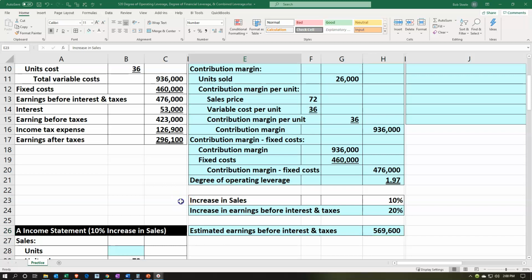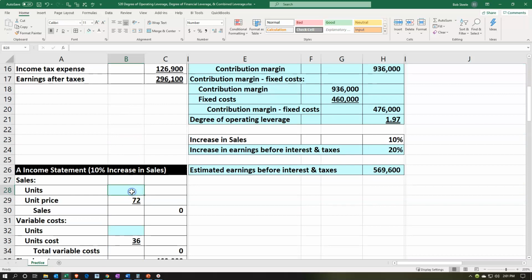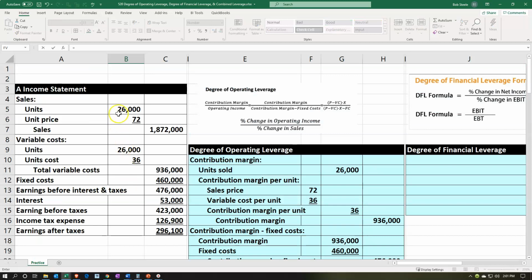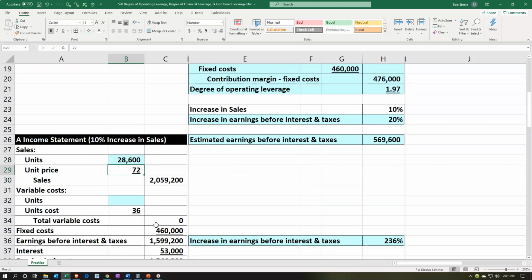So now we're going to prove that, meaning we're going to take this same income statement here and increase the unit sales by 10%, which will increase the sales number by the 10%. If the units that we sold are increasing by the 10%, this is going to be equal to the units we had up top times, brackets, 1 plus this 10% increase. We're going to increase it by 10% again. And so now we're going to sell units of 28.6. So that's going to increase the sales by the 10%.